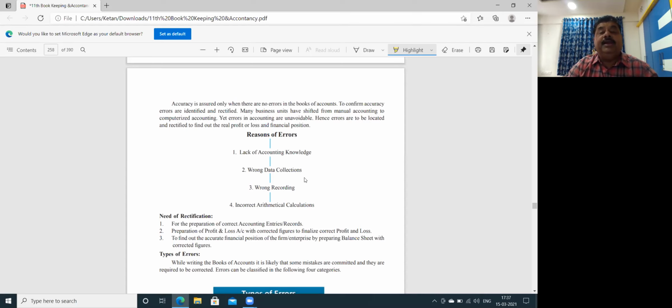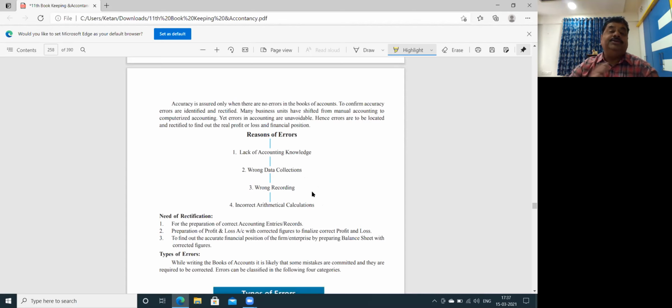Or salary paid rupees 2,000, but wrongly told to you or reported to you as paid salary 20,000. It is a mistake, but the information has come to you like that, so you are going to record it with 20,000 only. Wrong recording. So when the wrong recording is there, then definitely mistakes are coming.